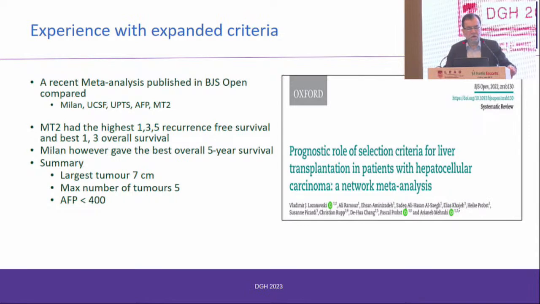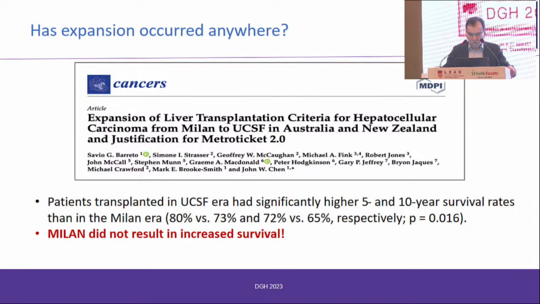But Milan overall gave the best 5-year survival, and the summary of this is that the tumor should not be greater than 7 centimeters, maximum number of tumors should be less, and AFP should be less than 400. So within this range, we are safe. Has expansion occurred anywhere else? Yes, the Australians have expanded from Milan and gone into UCSF and showed that these patients had similar 5 and 10-year survival rates, and their selection criteria has changed from Milan to UCSF.